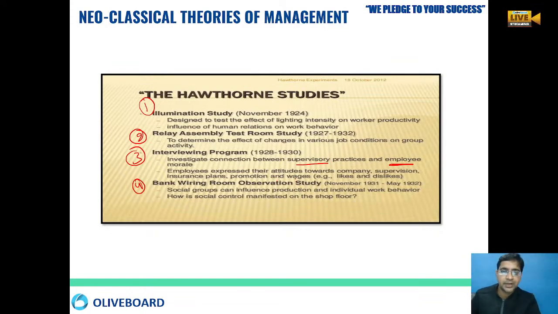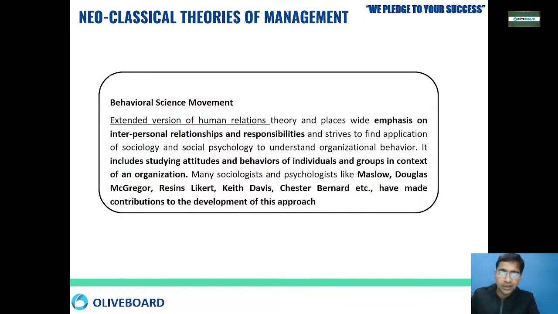Here social groups are formed and individual work behavior is studied, like how social controls are put in over there. Then the second approach under this was the behavioral science movement. This human relationship model has been extended to the behavioral science model, with more emphasis on interpersonal relationships, like how we personally interact with employees, how we behave towards our employees, attitude and behavior towards each other. Here a few people are involved: Maslow, Douglas McGregor, Likert, Keith Davis, Chester Barnard.